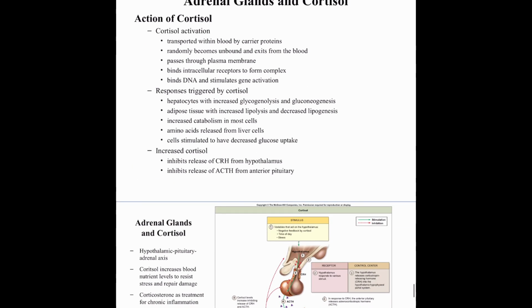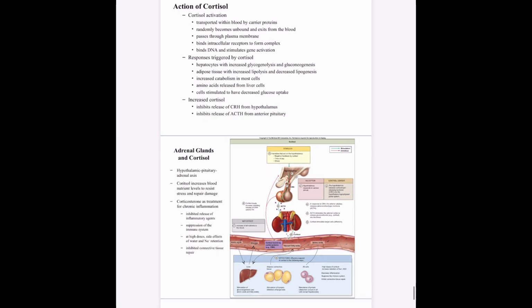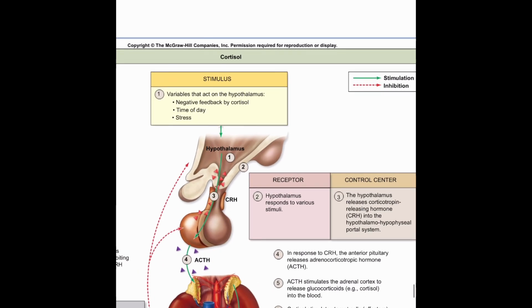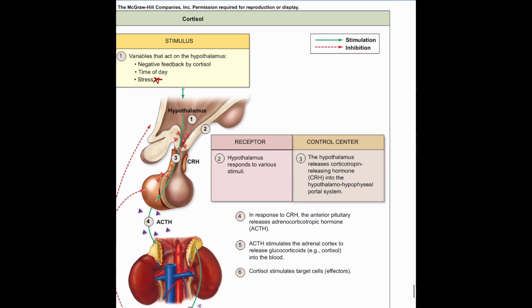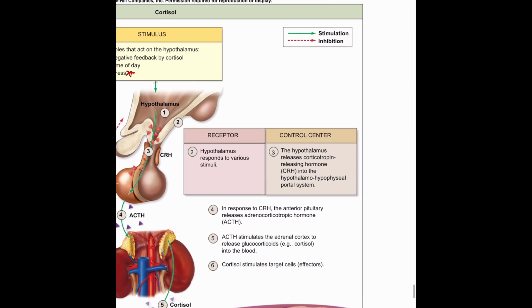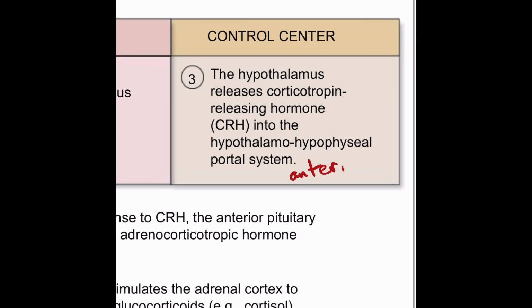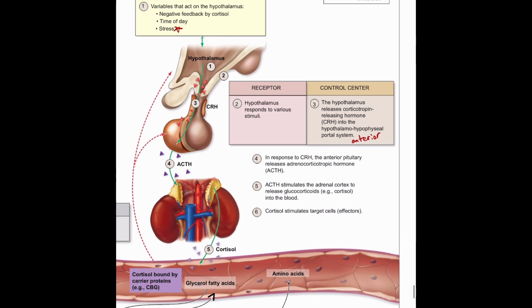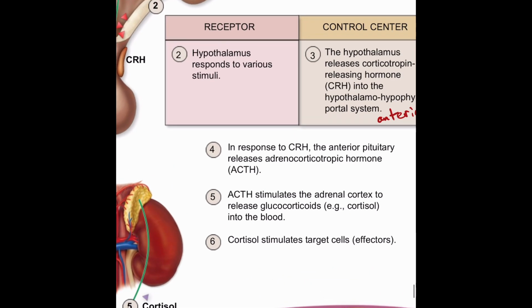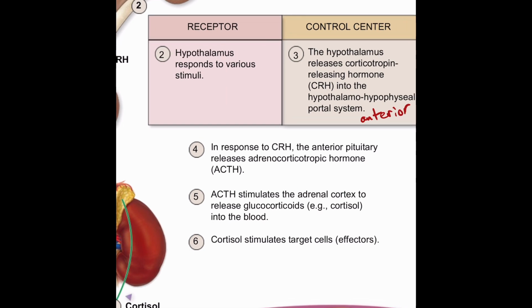The action of cortisol, again, review this if you'd like. You don't have to get too in depth. Again, this is what I was saying. Hypothalamus, negative feedback by cortisol, time of day, or the stress, as what we mainly know it as. Hypothalamus responds to these stimuli, and the hypothalamus will release corticotropin releasing hormone into the hypothalamo-hypophyseal portal system, right? Because we're going anterior. Posterior, again, try and remember what posterior hormones are held in the posterior pituitary gland, which would be oxytocin and ADH, antidiuretic hormone. And then in response to the corticotropin releasing hormone, the anterior pituitary releases adrenocorticotropic hormone.